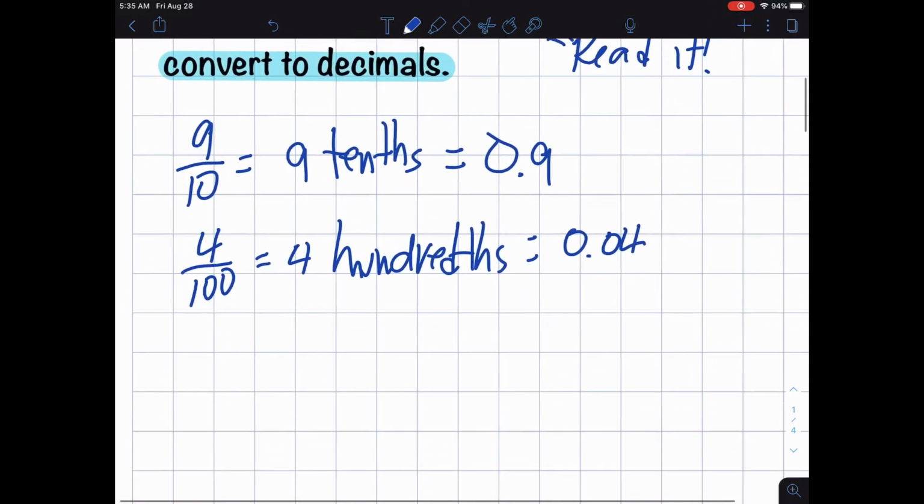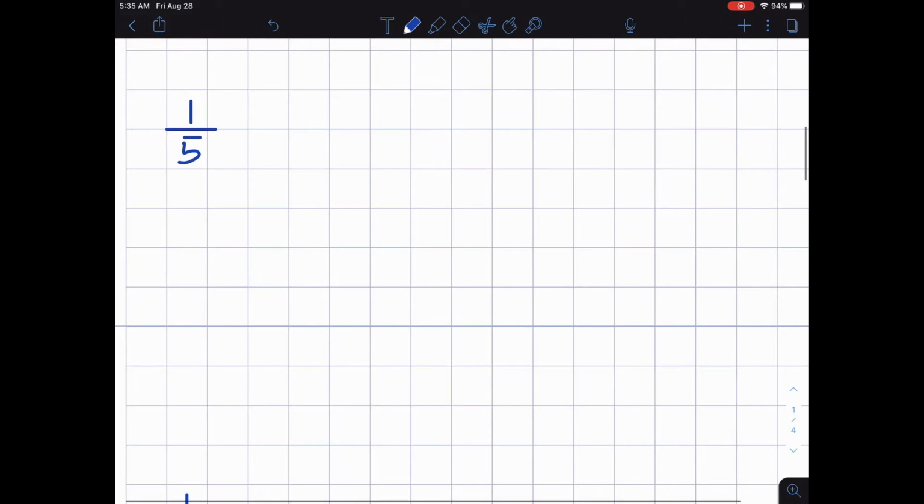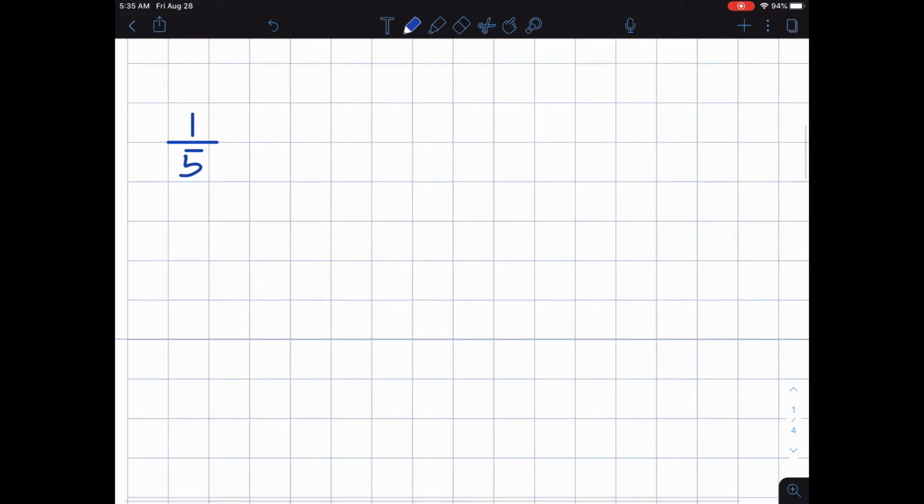Now let's look at some fractions that are not so easy to convert. So let me scroll up. The first one is 1/5. When you convert 1/5, there are two methods for you to use to convert 1/5 as a decimal. The first one is by division. I'm going to write it down right here. Method 1. Divide.